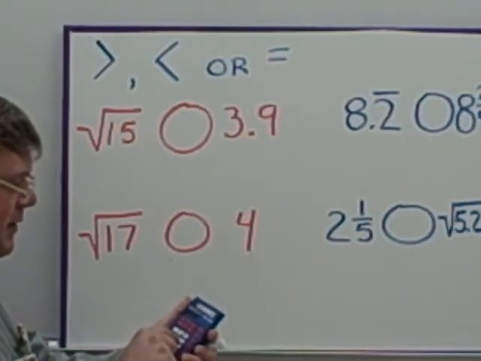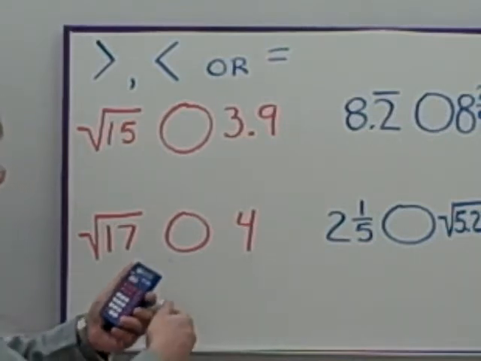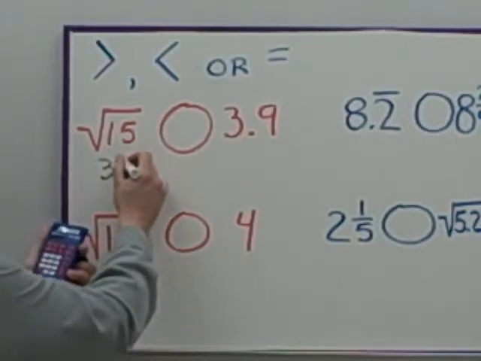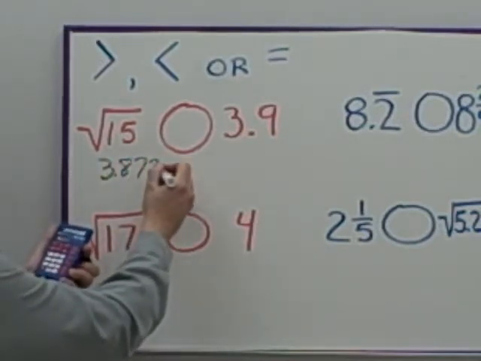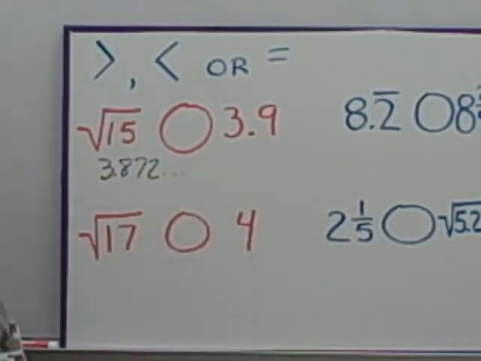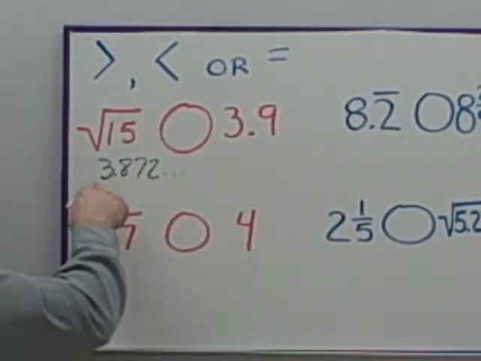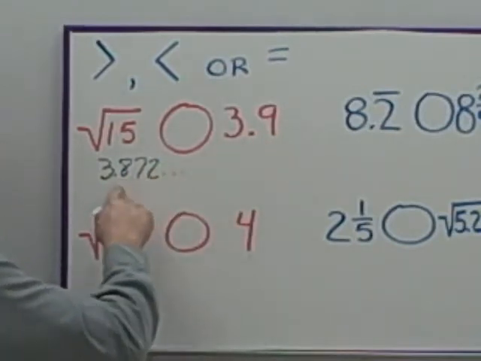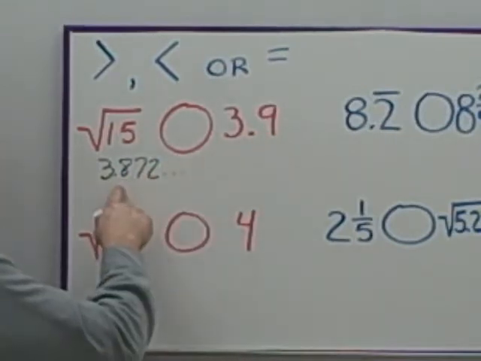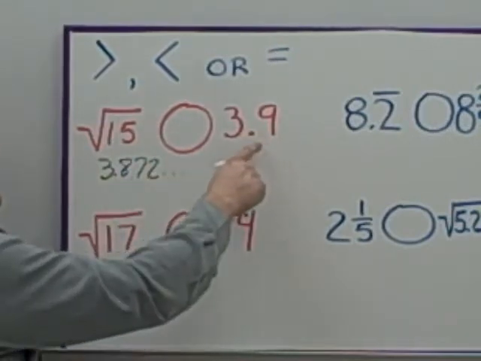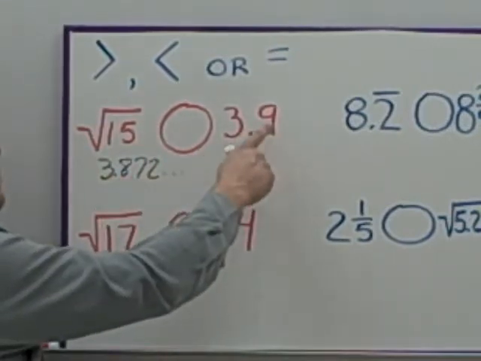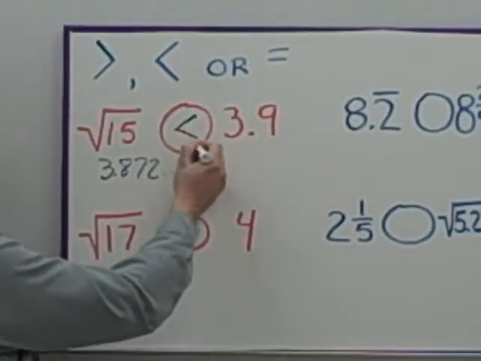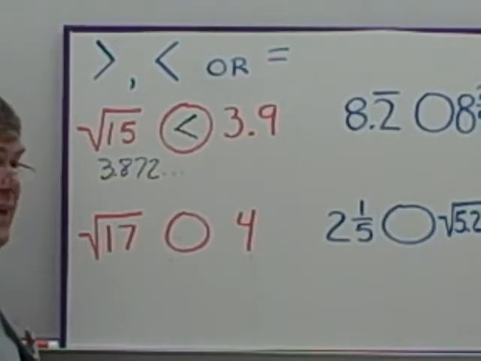So I turn on my calculator, I hit 15, square root, and that gives me 3.872 dot, dot, dot. Now, looking at the first decimal place here, comparing those first decimal places, that's the lowest place value this has, and this is an 8, that's a 9, which makes this greater than this. So the gator mouth needs to be pointing towards 3.9, it's a less than symbol.